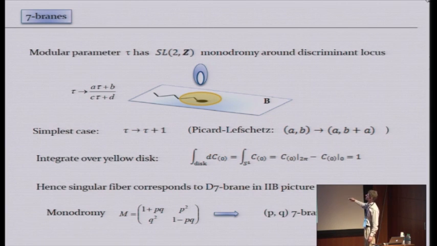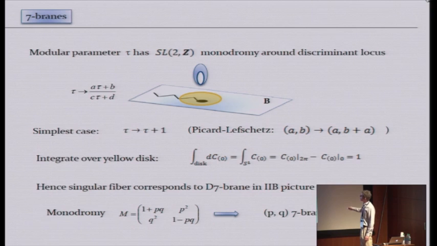If there's an A cycle shrinking to 0 here, then under this monodromy, A, B goes to A, B plus A. A here is the cycle that's shrunk to zero size. And if you remember how that acted on the axio-dilaton or on the modular parameter, this corresponds to tau goes to tau plus 1. This is the simplest case, where I assumed that the A cycle goes to 0. In general, you would get tau goes to (A tau plus B) over (C tau plus D). It's just the simple one, where just the A cycle shrinks.